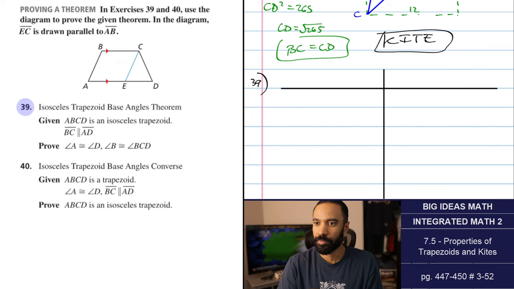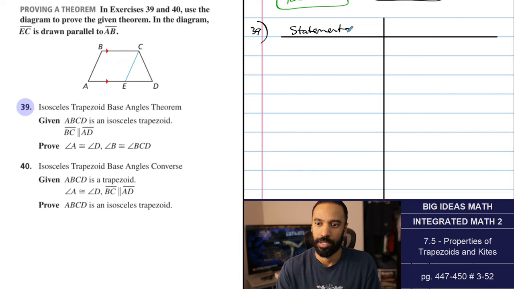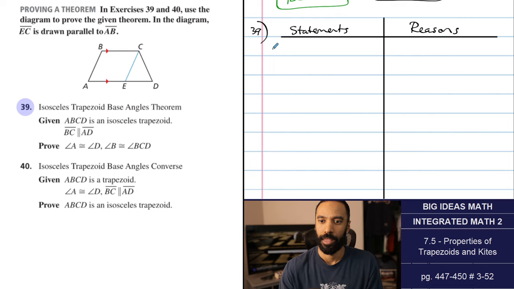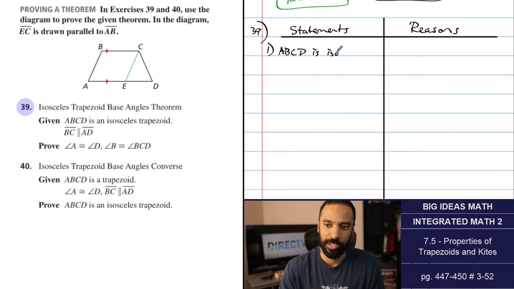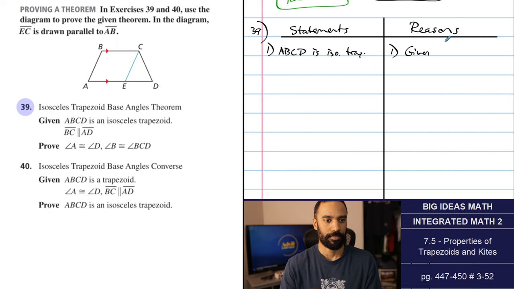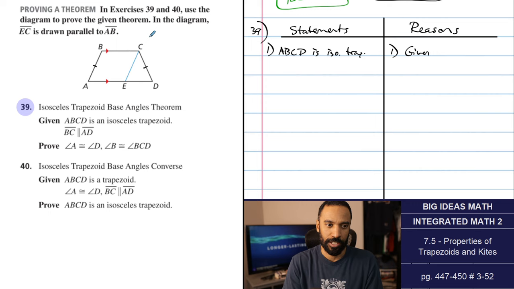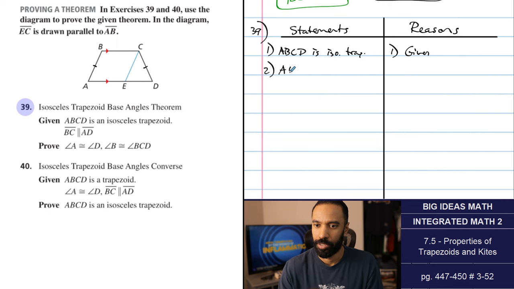Okay, statements. I have my reasons. Okay. ABCD is an isosceles trapezoid. That will mean by definition these two things are congruent. So I'm going to mark, let's just do that now. AB is congruent to CD by definition of isosceles trapezoid.